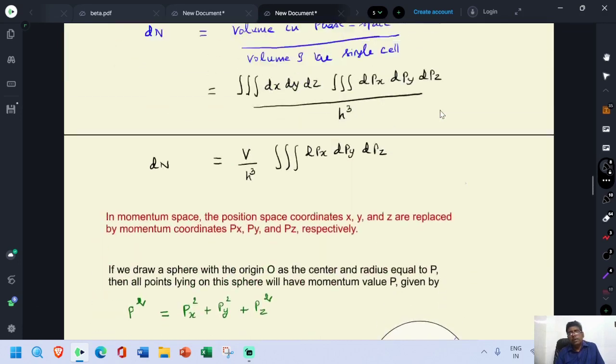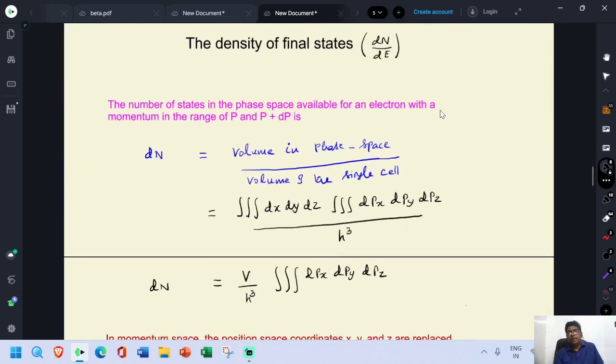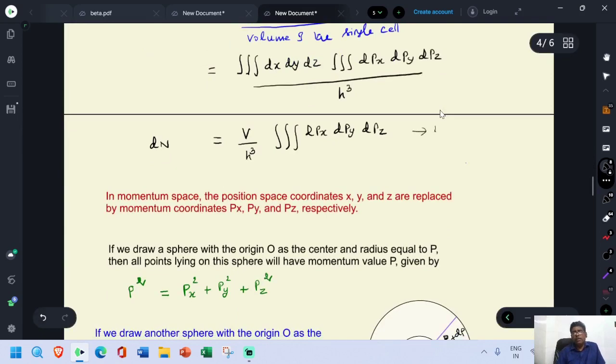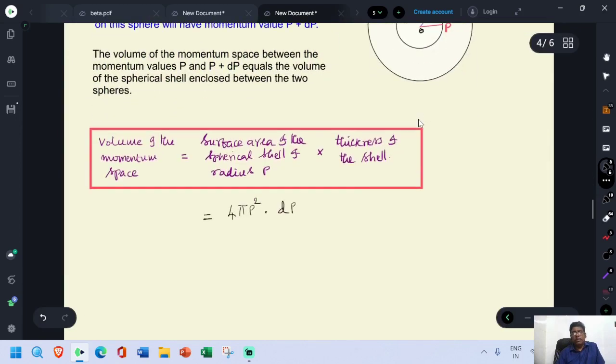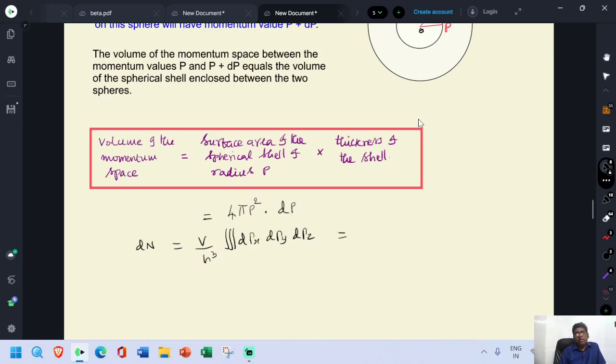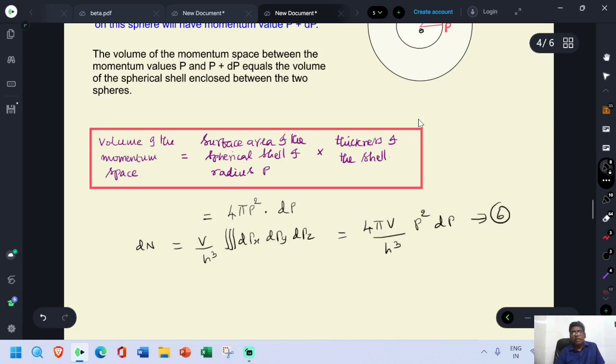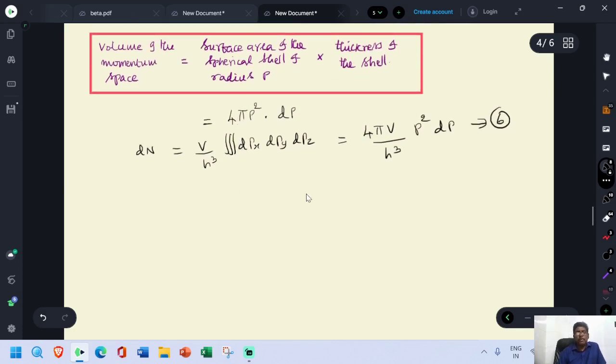Now this equation for dN is represented by the number 5. Write down equation 5 here: dN equals V by h cube into dpx dpy dpz. Substitute this value: dpx dpy dpz is 4πp square dp, so dN equals 4πV by h cube p square dp. This is equation 6. This is the value of dN. The dN value we have arrived at.